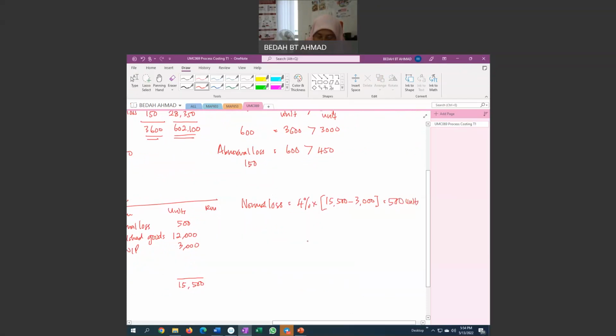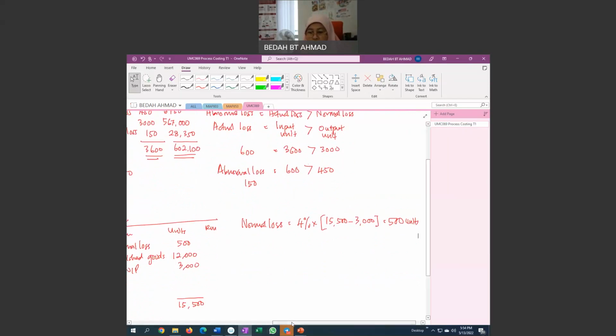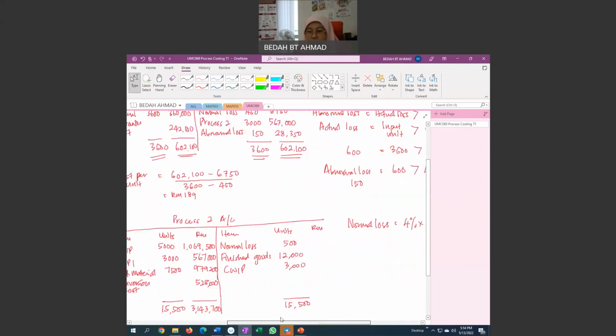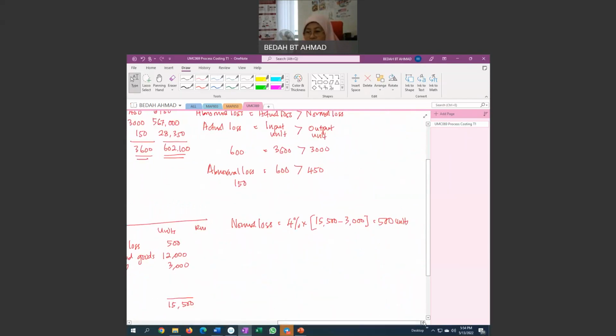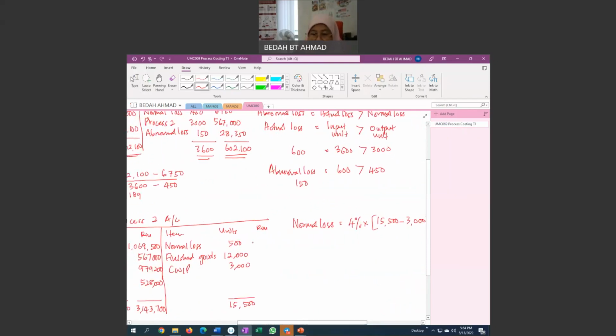Then these 500 units, you need to multiply by the scrap value. The scrap value for the normal loss in process 2 is RM 25 per unit. So the value is 12,500. Then we record it in the normal loss account for process 2.